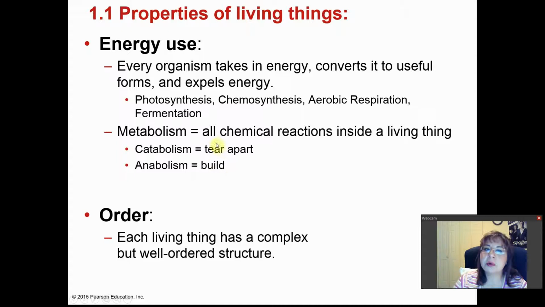There are different ways that organisms can undergo metabolism, or different ways that they can use energy. Some common ways: photosynthesis. Of course, we think of plants when we hear photosynthesis. This might be a new word for some of you: chemosynthesis. This is a unique way that bacteria can use energy. Aerobic respiration, we see that also a lot in living things. And of course, fermentation. These are all different examples of types of metabolism, or ways that organisms can use energy.